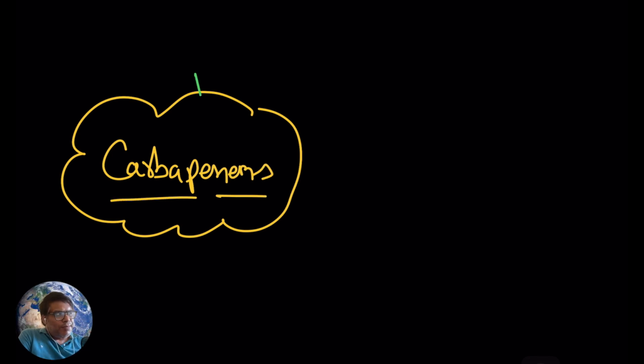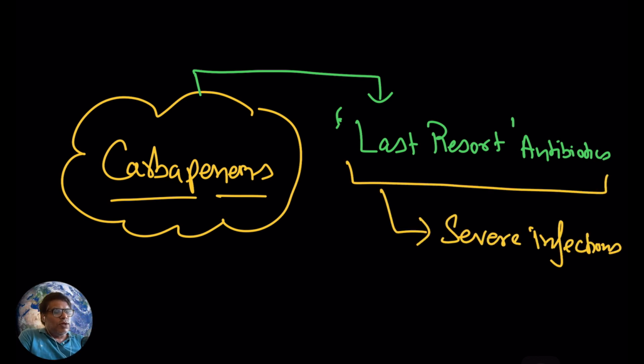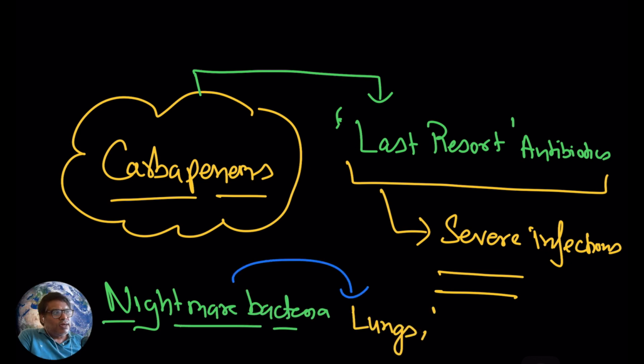This drug carbapenems is actually the last choice, the last resort antibiotic which doctors are going to prescribe to a patient if any other drug is not going to work. If other drugs are not working, then doctors finally use carbapenems. But try to think, if the number of these nightmare bacteria increases, what will be the situation? These bacteria are actually resistant to carbapenems. Even the carbapenems drug is not going to work.